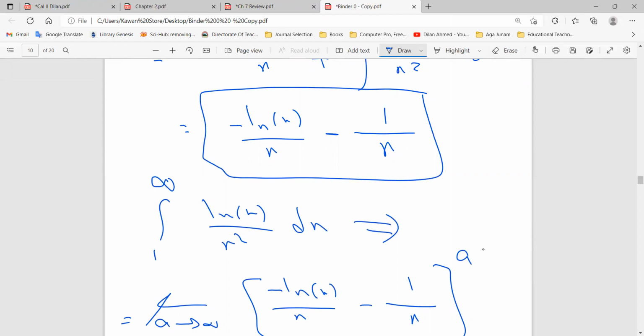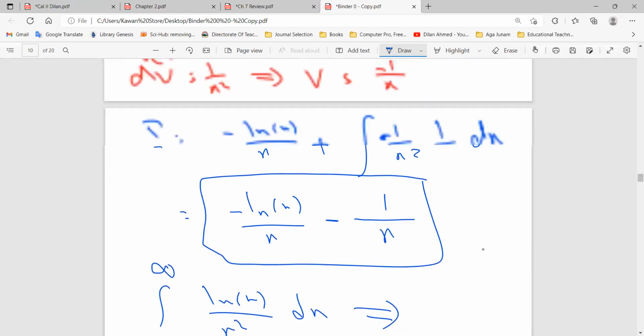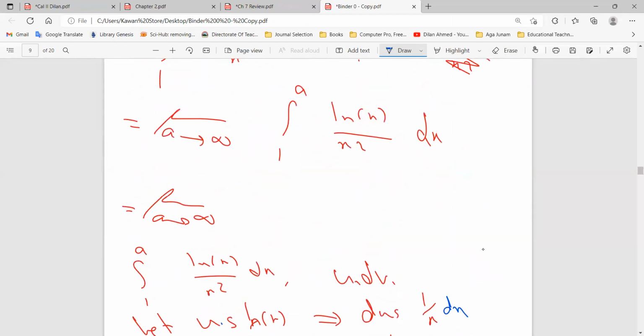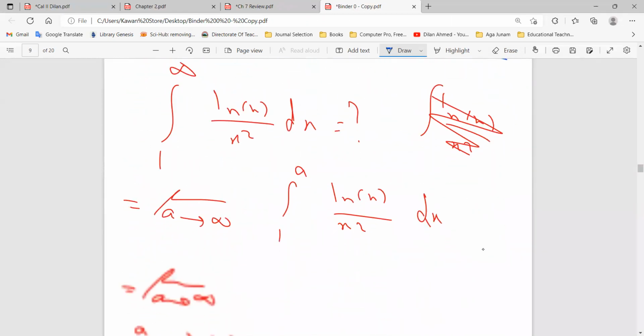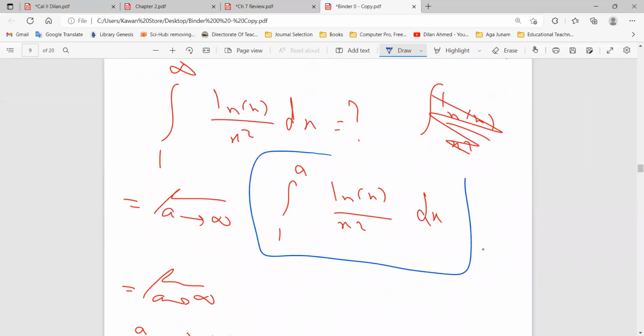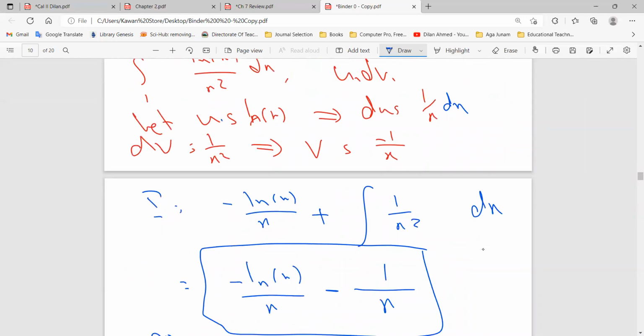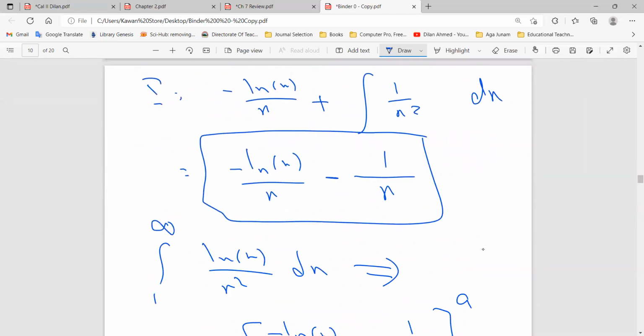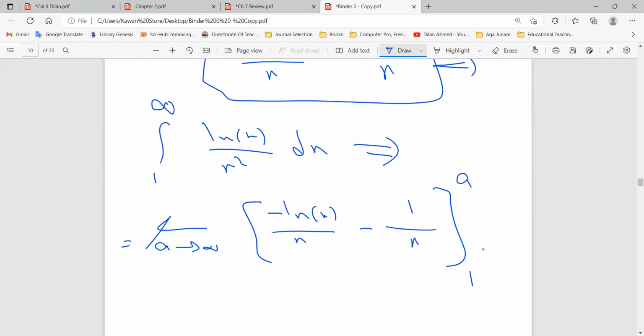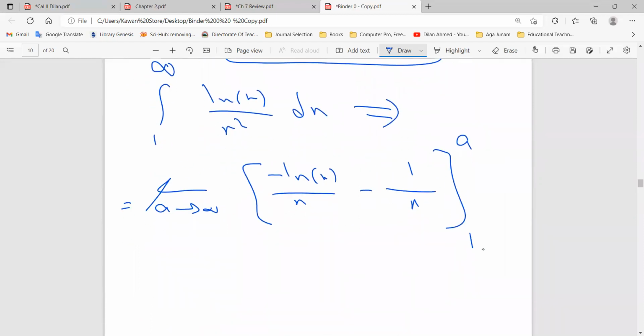You get the idea? So look, I change that one to that one, and I solve that one. How? By 8.1. We solve and we get that one. Then I'm going to put this value here. That's all that we did.